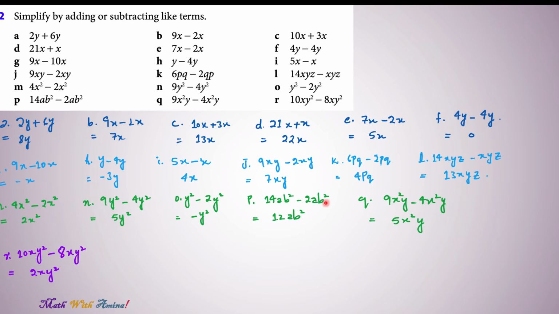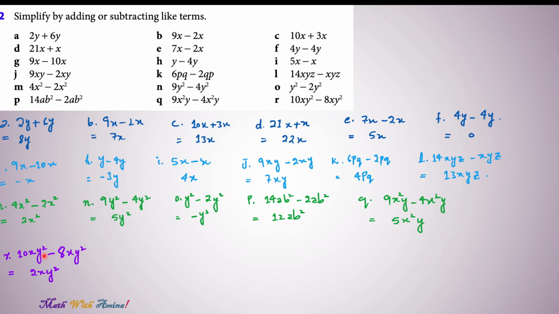14ab square minus 2ab square, so when from 14 2 is subtracted, we get 12ab square. You see that these are like terms, that's why the operation was able to be performed on them. So the variable will remain the same and the subtraction takes place with the coefficient. 9x square y minus 4x square y. Again, the variables are the same, so the coefficients will be considered for simplification. 9 minus 4 is equal to 5 and the variable will be written exactly the same, x square y.